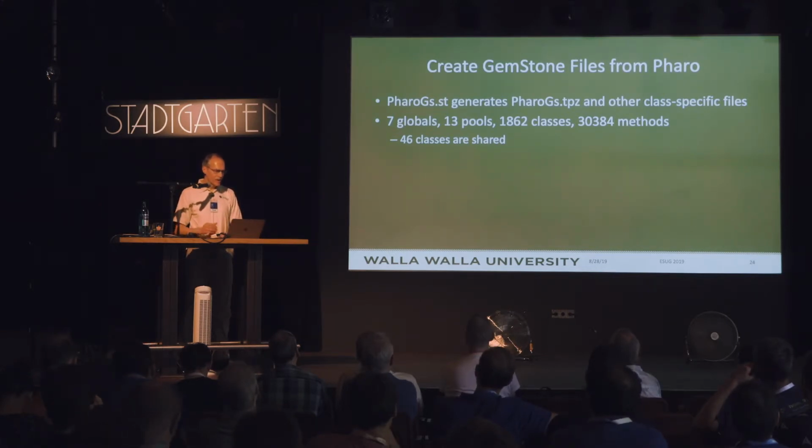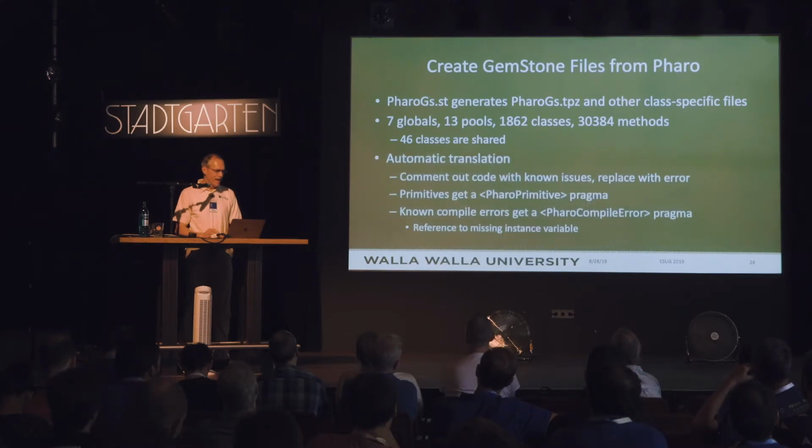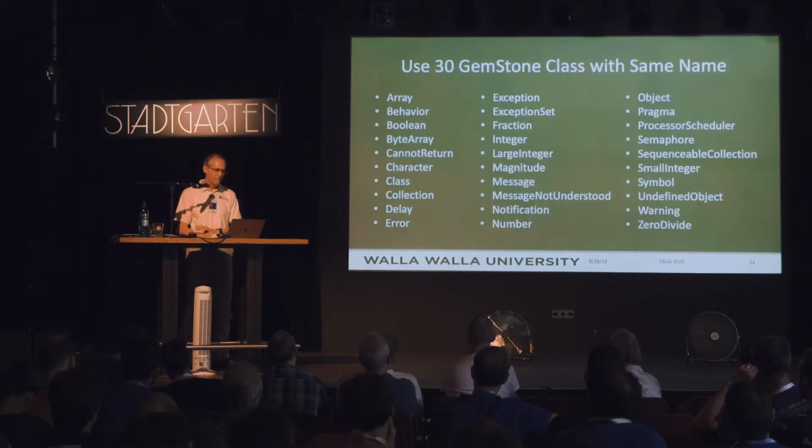1,800 classes, 30,000 methods. And then there's a few fixes that I'm doing on the file out process. GemStone does not accept certain punctuation characters as symbols in a literal array, but things that I know, and then I recognize Pharo primitives and mark those with pragmas. So I'm putting in a series of pragmas as I'm exporting things so that I can do some cleanup.